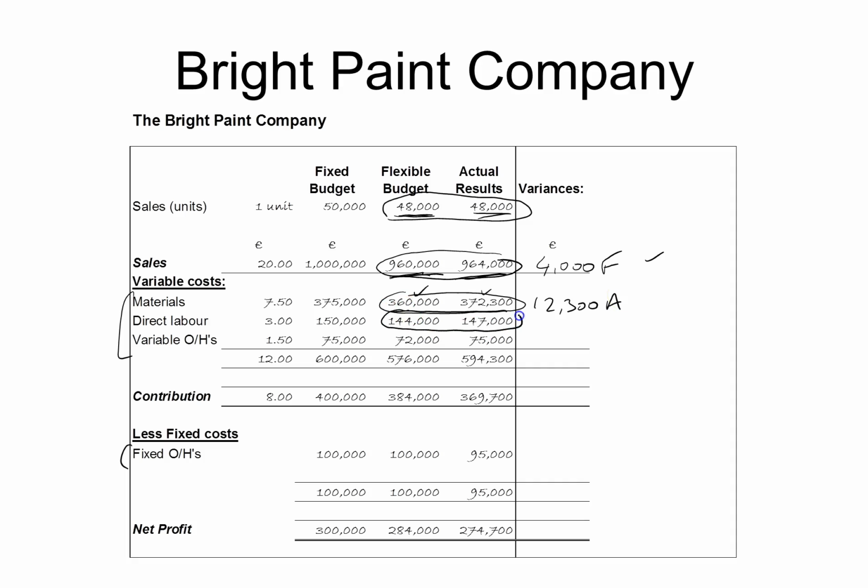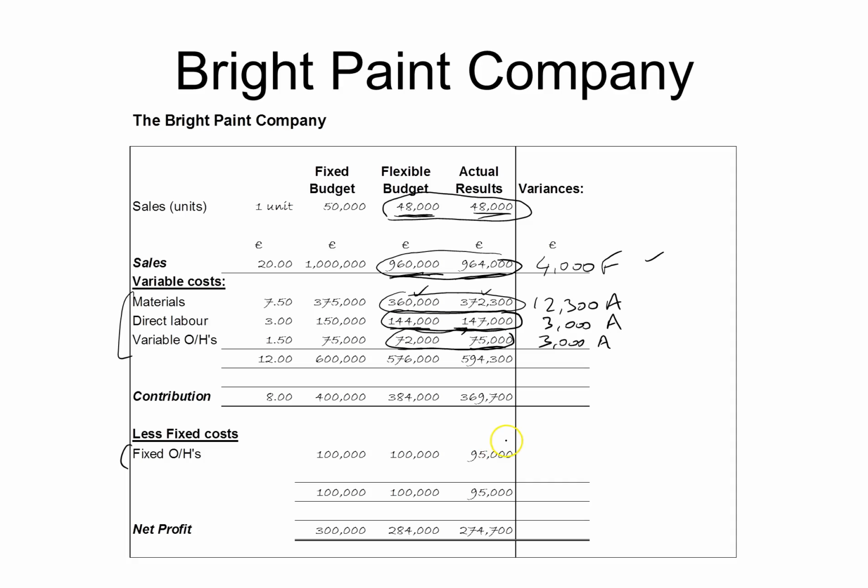Likewise here with the direct labour, it's gone up from 144 to 147, so 144 what it should have been, 147 what it actually was, so that's the difference of 3,000, and that's adverse. And then also with the variable overheads, that's gone from what it should have been, 72, up to 75, so that is a difference of 3,000, which is also adverse.